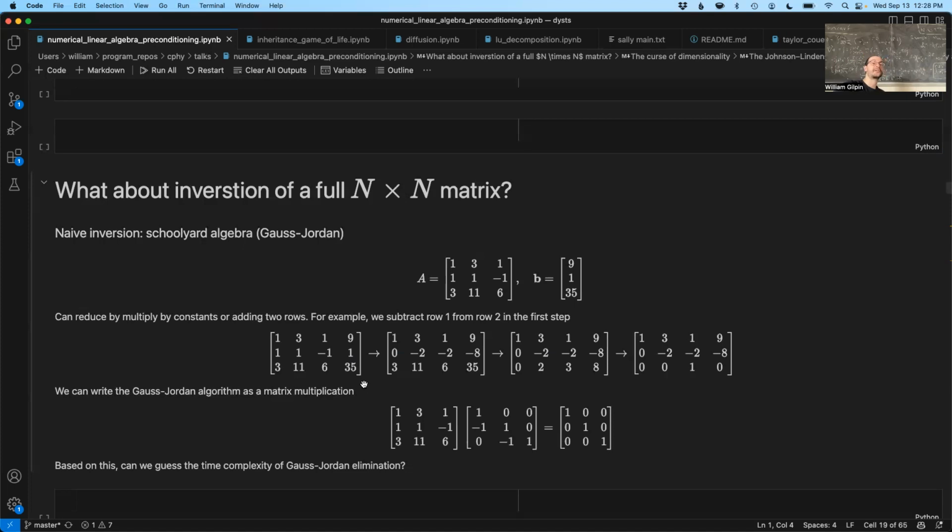But another way to think of it is you can actually write a Gauss-Jordan like row echelon form elimination as a matrix multiplication itself. In matrix multiplication, a good thing to know is that an n by n matrix times an n by n matrix is n cubed operations. So the n cubed pops up everywhere when you have square matrices. So it's just worth knowing about that.